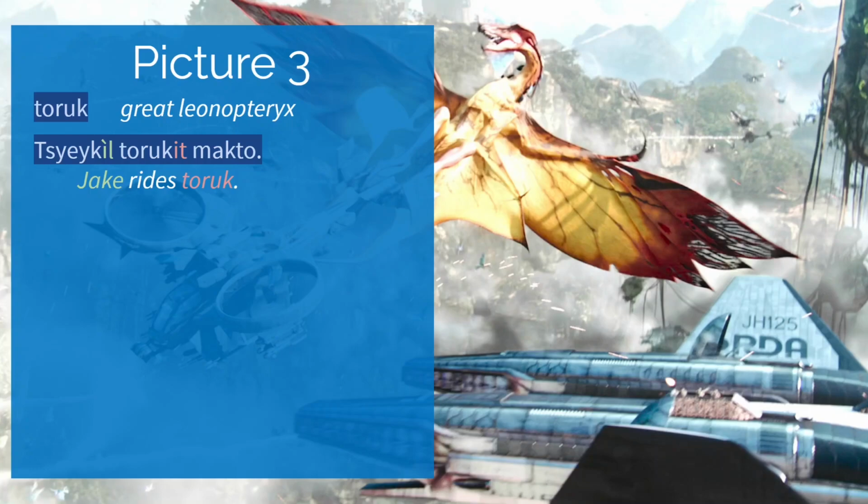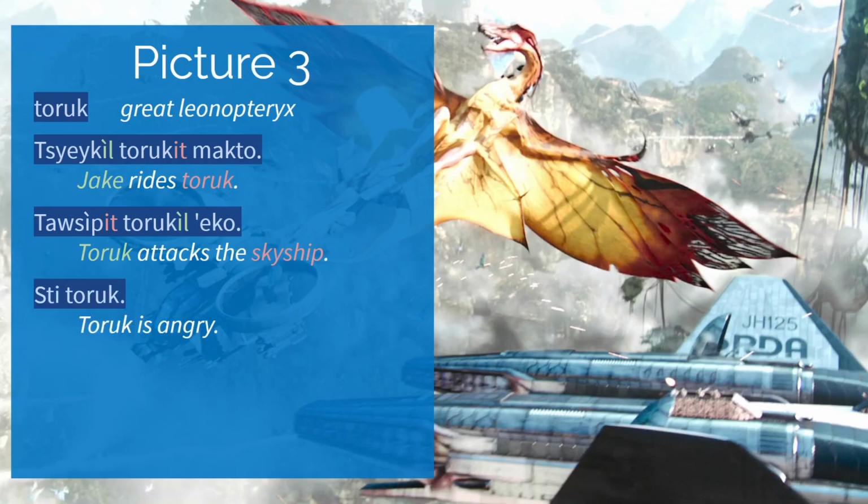But of course, since it is just a saying or an idiomatic phrase, we can just say Toruk Magdo. But if we want to say that Jake rides the Toruk, then we still need our T ending here. So Tsieke, Torukit, Magdo. Tausebit, Torukil, Echo. Toruk attacks the skyship. So here you see the sip actually comes from the English ship, and Tau is Navi for sky, so sky ship literally.